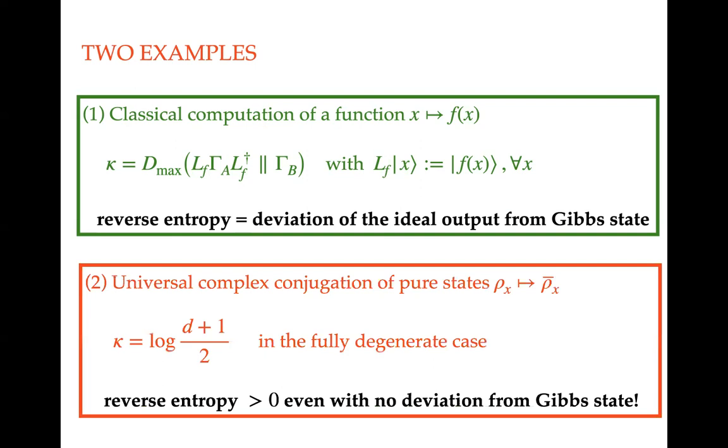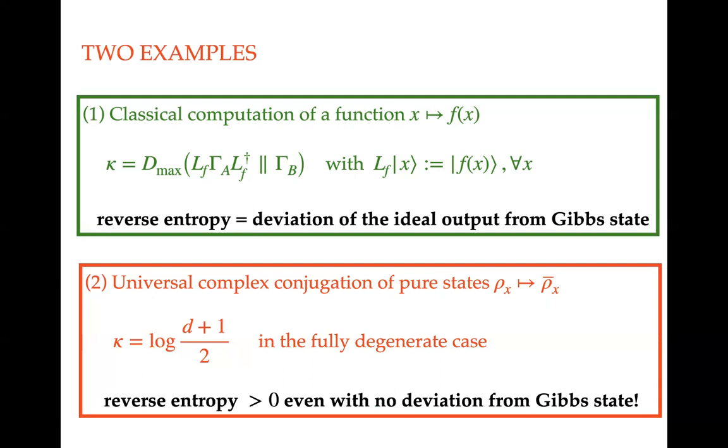At the opposite end of the spectrum, if you consider the complex conjugation of pure states, where you try to map rho into the density matrix with complex conjugate entries, you get that this reverse entropy, in the case of fully degenerate systems, is log of (the dimension plus 1) divided by 2. So there is this constant, and this is, of course, non-zero when the dimension is larger than 1, so always non-zero, despite the fact that this complex conjugation maps the Gibbs state into itself.